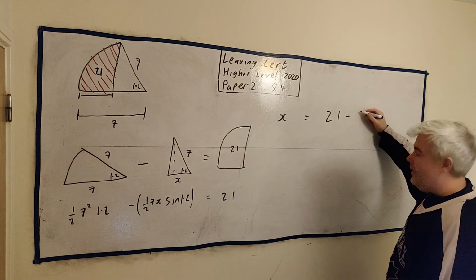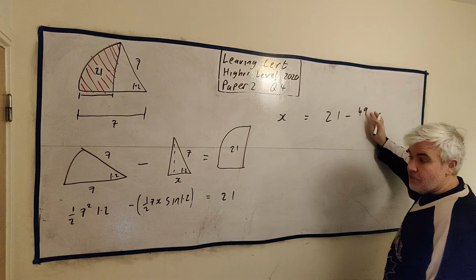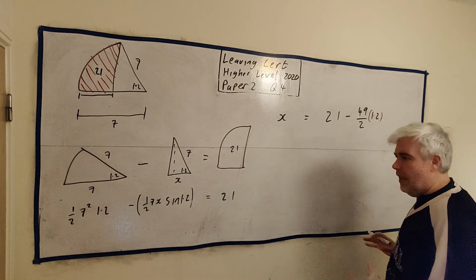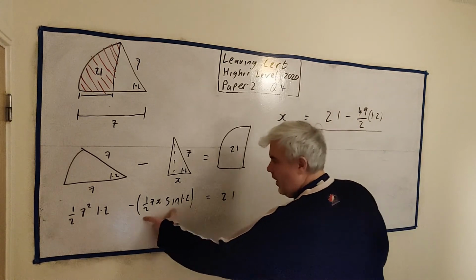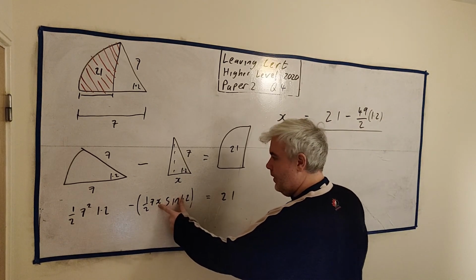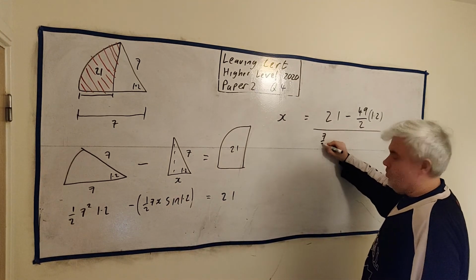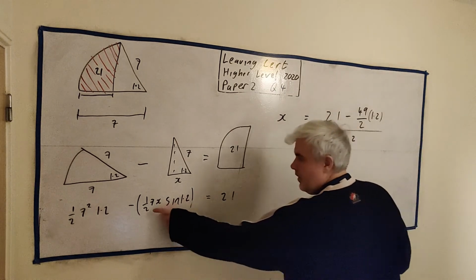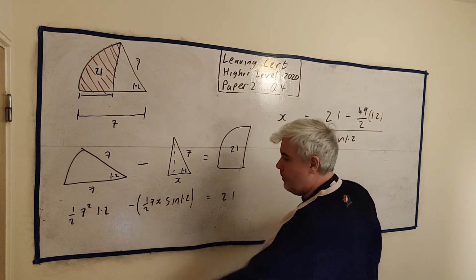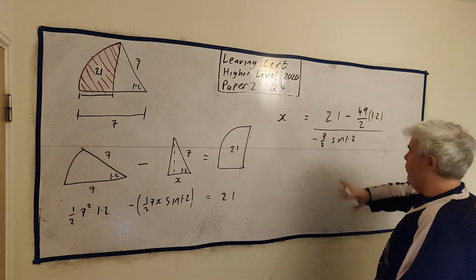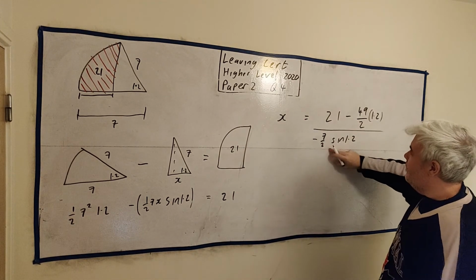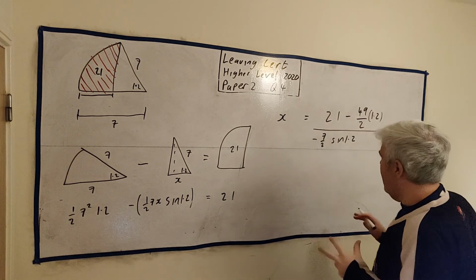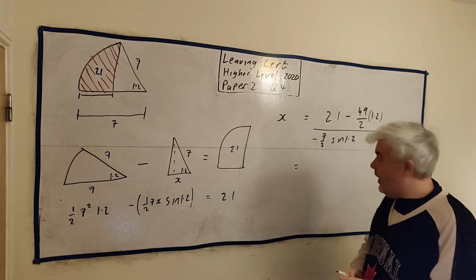So that's minus 49, that's 7 squared, divided by 2, multiplied by 1.2. Right, and then we're going to have to divide by these guys that are multiplying the x. So we'll have to divide by 7 over 2, and we'll have to divide by sine 1.2. There's the 7 over 2, 7 multiplied by half. And this bottom row should be a minus, so put the minus here in the bottom. That'll work. All you need to do is put that into a calculator.